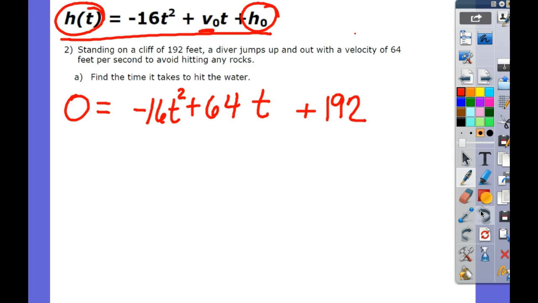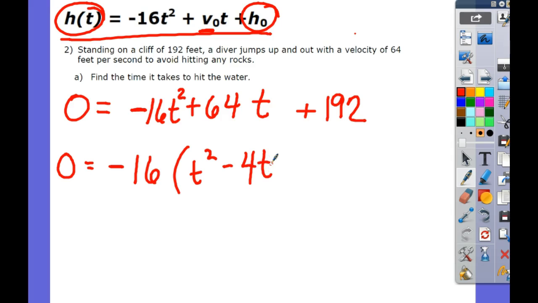Does it have a GCF? What do you think it is? What do you think the GCF is? 4 is a factor, but it is not the GCF on this particular problem. The GCF is 16, and since this is negative, I'm going to factor out a negative 16 because it confuses me to have a negative sign here. So if I factor out a 16, 64 divided by 16, this will be a negative 4 because I factored out a negative. And this would be a negative 12.